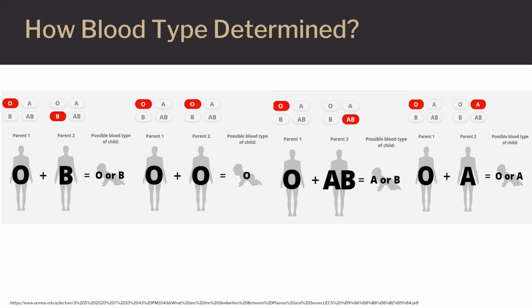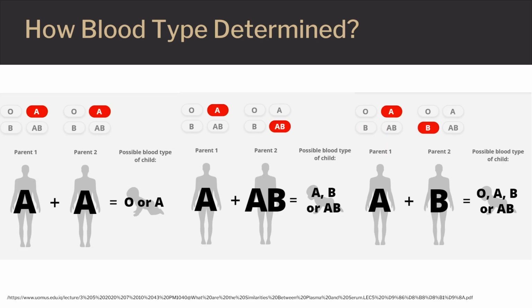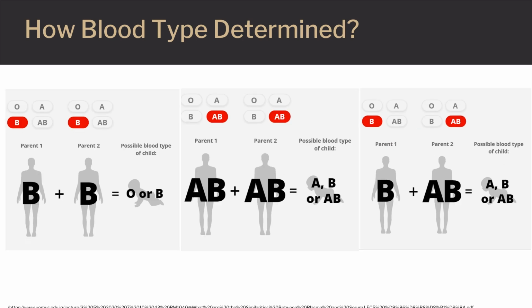Blood type is inherited. Like eye color, blood type is passed genetically from our parents. Whether our blood type is type A, B, AB, or O, it's based on the blood types of our mother and father.